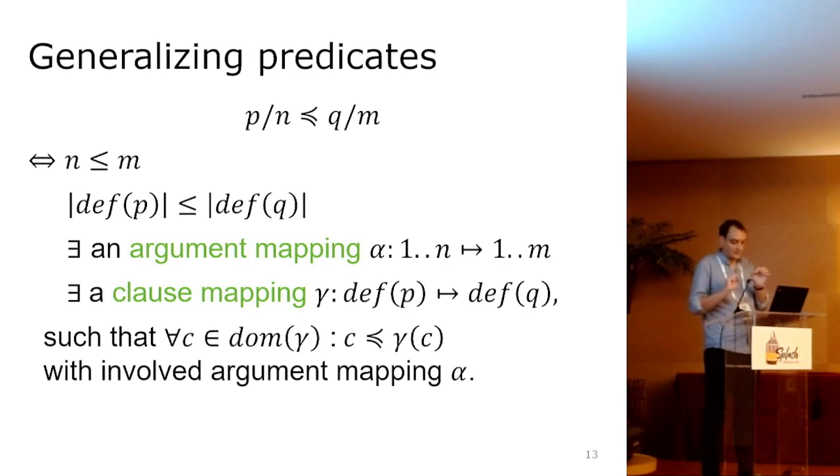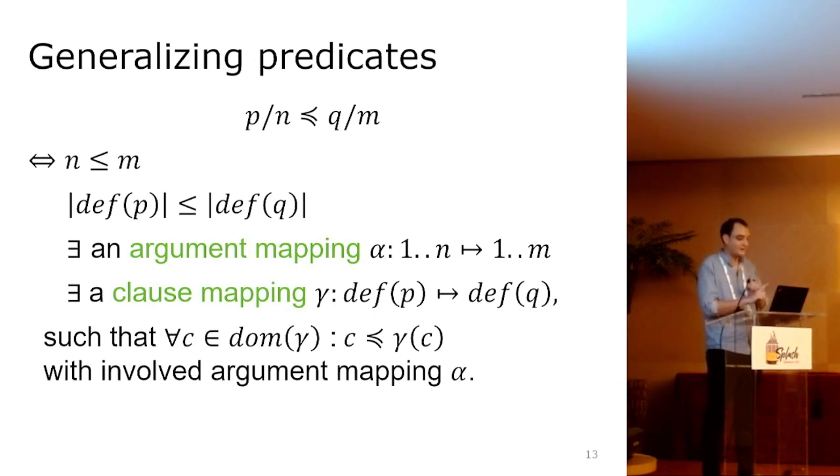the relations between the arguments of P and the arguments of Q. But now we also need a clause mapping, mapping the clauses of P onto the clauses of Q, such that simply for each of the clauses in the domain of this gamma mapping, the clause in P is more general than the corresponding clause in Q. But always with the same argument mapping alpha, because the arguments could be in a different order in the predicates, but for all the clauses, it's the same order that needs to be considered.